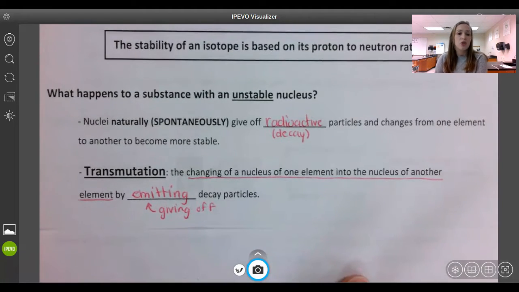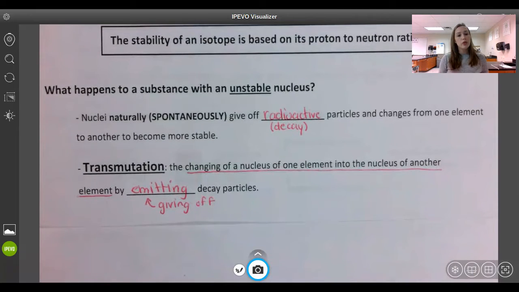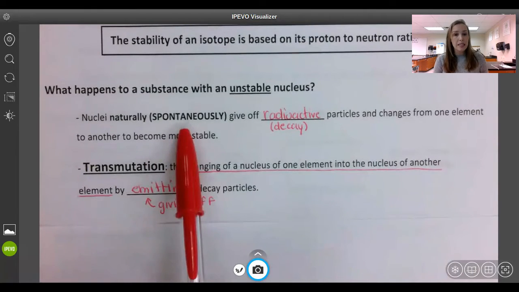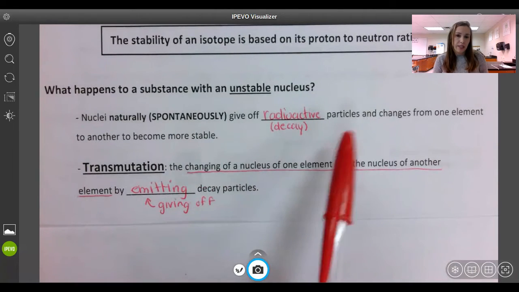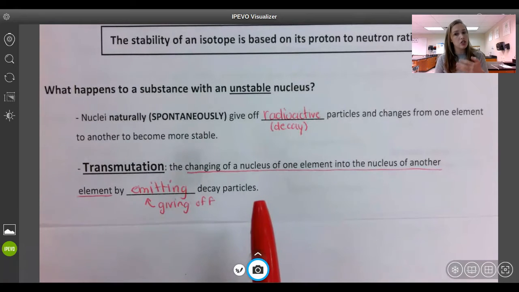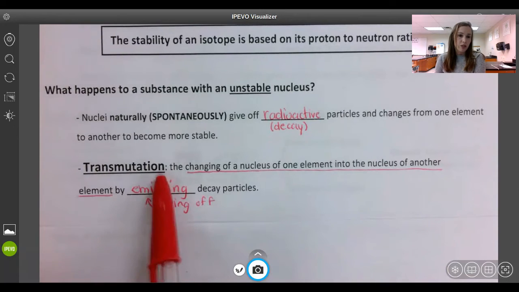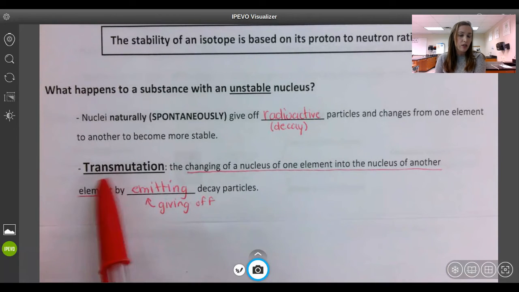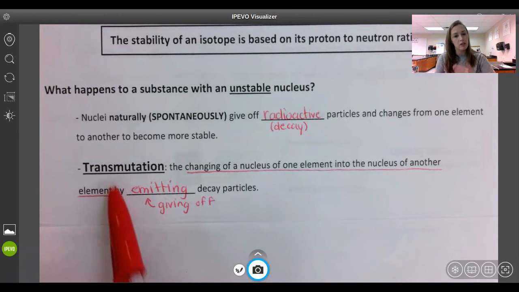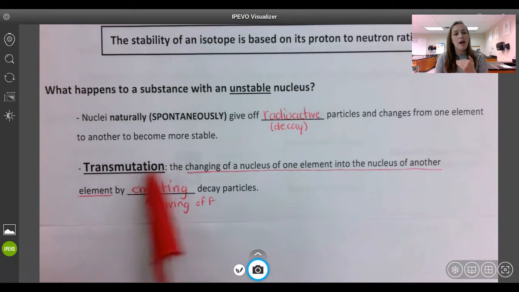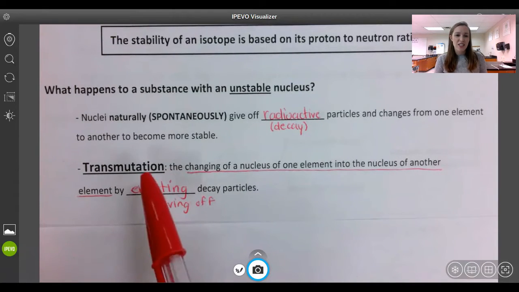So what happens when we have an unstable nucleus? Well, it's going to undergo transmutation. So nuclei naturally or spontaneously give off radioactive decay particles, and it causes it to change from one element into another in order to become more stable. So this process is transmutation, and you can think of that word mutation. So trans meaning I'm changing from one to another. Mutation, you're undergoing a big change into something new.